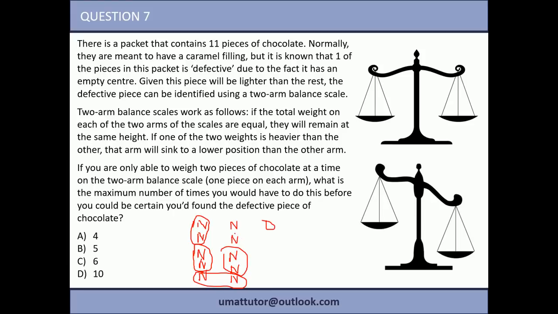Now at this point, either that 5th measurement will be with a normal one and a defective one, so it could be like this, in which case there'll be an imbalance in the scales and we'll know that one of the pieces is defective.